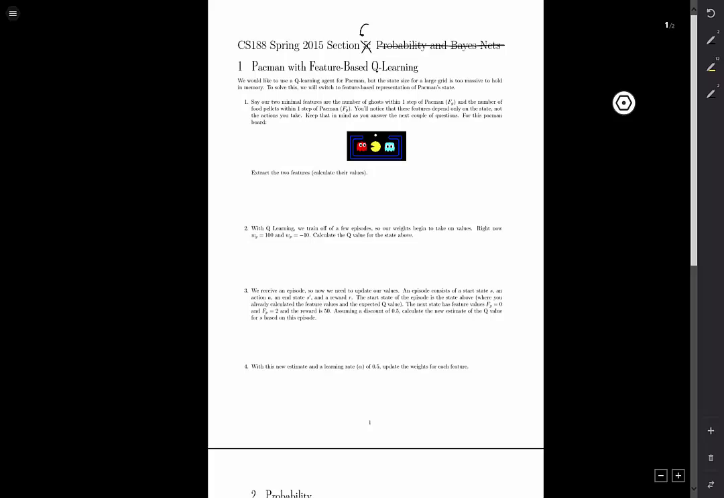For this Pac-Man board, they want us to calculate the two features. First, we calculate FG, which is the number of ghosts within one step of Pac-Man, and that's 2. And the number of pellets, FP, within one step of Pac-Man is 1. So that's what our features calculate.